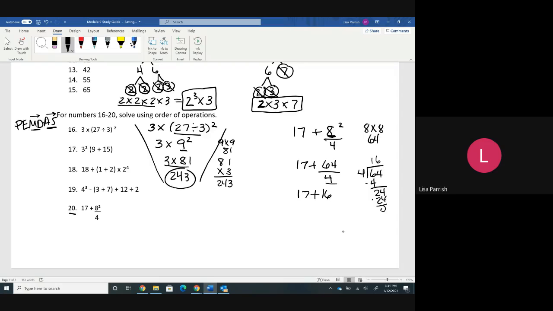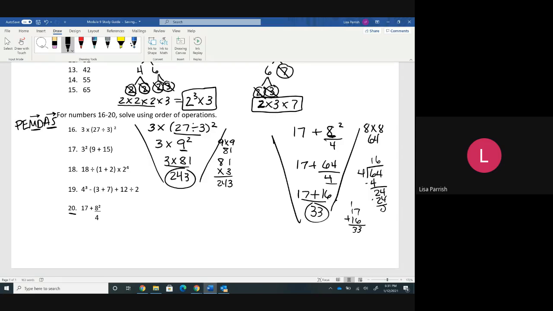And so now I only have one thing left to do, which is to add 17 and 16. Again, anytime you need to go to the side and work something out. And that becomes 33. It's not the best cyclone, but you get the idea.